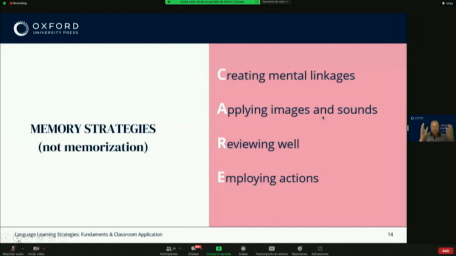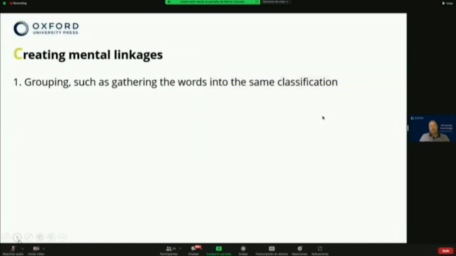As you can see, these memory strategies are our mnemonics. If we teach our students how to use these strategies effectively, I'm pretty sure they're going to be able to retrieve more information that they can actually apply when it comes to using the language. So let's go one by one, real quick. The first one: what is creating mental linkages?